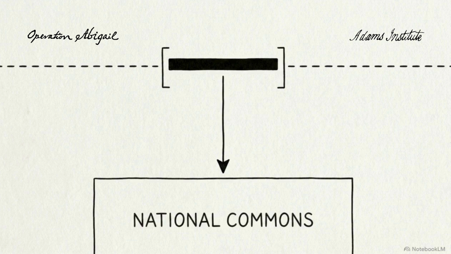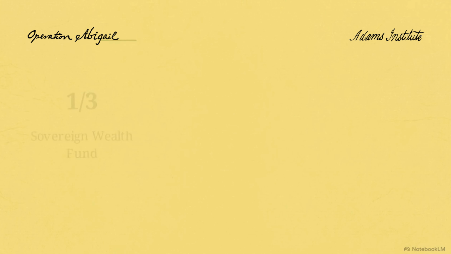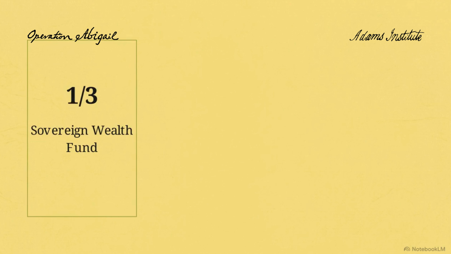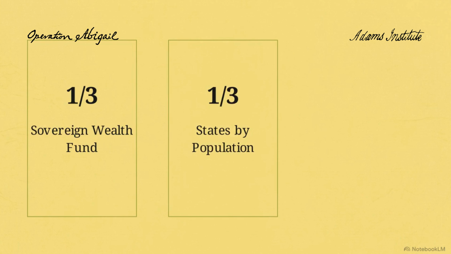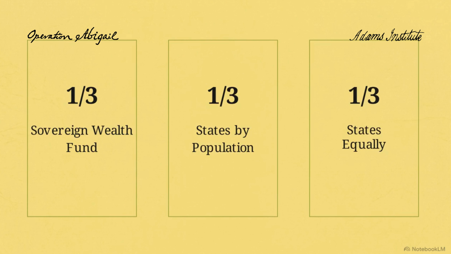Terminal wealth accumulated beyond the 10,000 to 1 boundary is recaptured and reallocated to the national commons. 1/3 of these revenues funds the Sovereign Wealth Fund for the Citizens Viritum, an annual dividend paid to every adult citizen. The remaining 2/3 are distributed directly to ratifying states, divided by population and equally among the states.